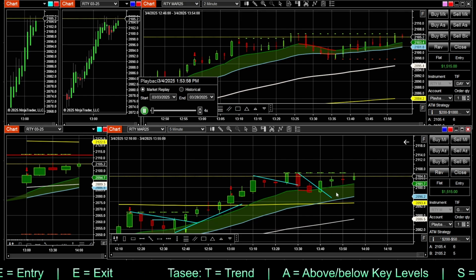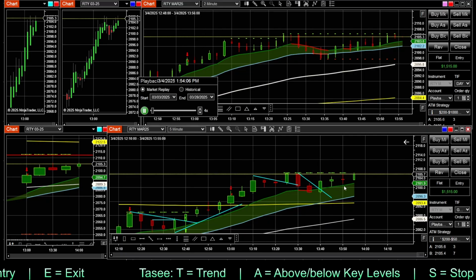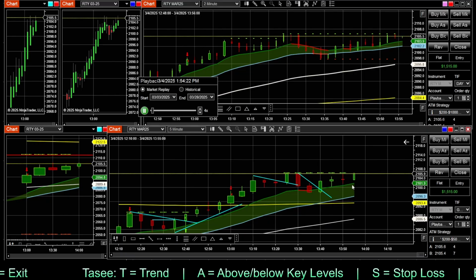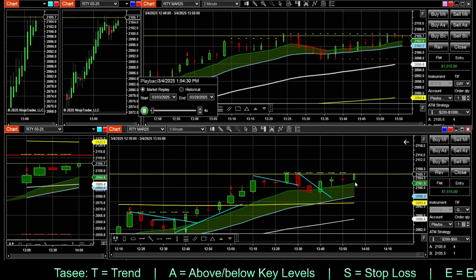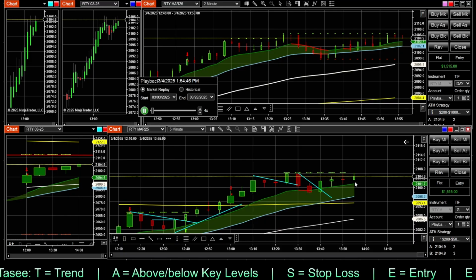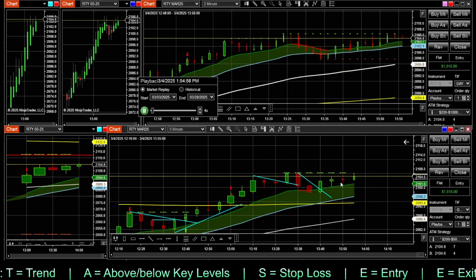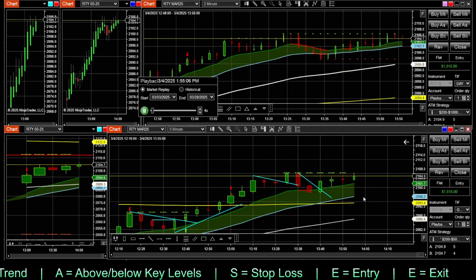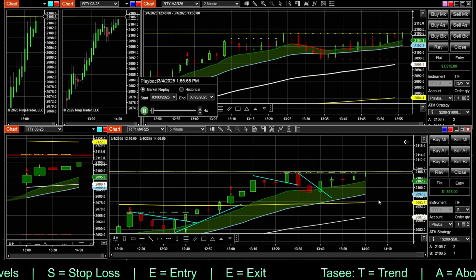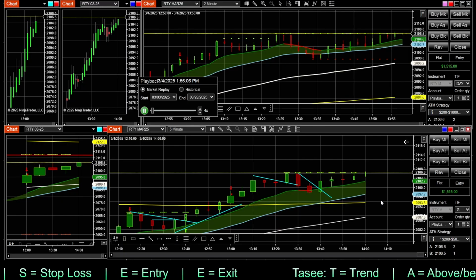But right now we've missed our entry because we want to wait for another red tap down to the cloud. Okay, we're looking for a breakout.